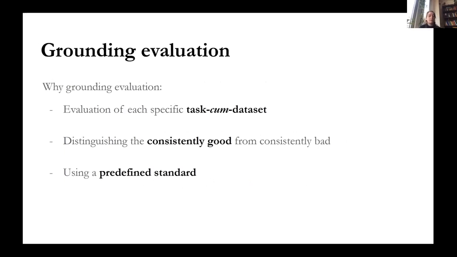What we propose for further evaluation is what we call grounded evaluation, meaning evaluation that is task specific as well as dataset specific. And this type of evaluation heavily relies on domain specific knowledge that an expert has of the data. Because in order to actually distinguish the consistently good from the consistently bad, one needs to know what a good representation of the data really is. And most of the time, this is not a trivial task at all. It requires identifying extremely subtle differences in meaning or details.